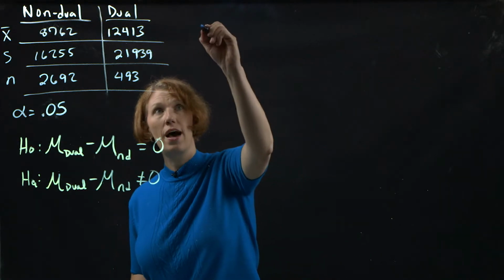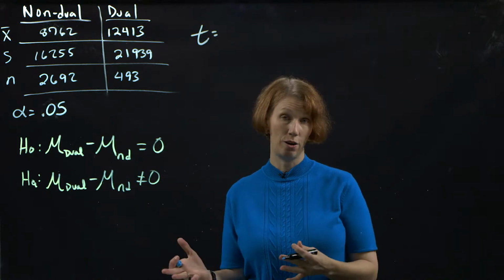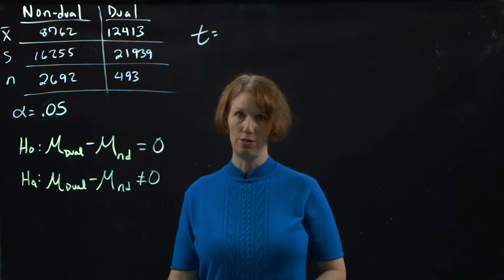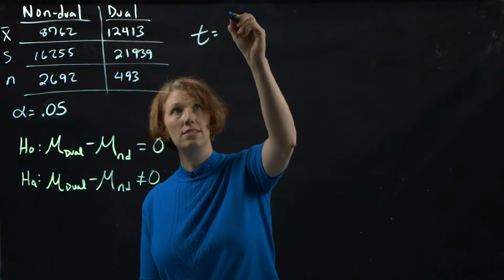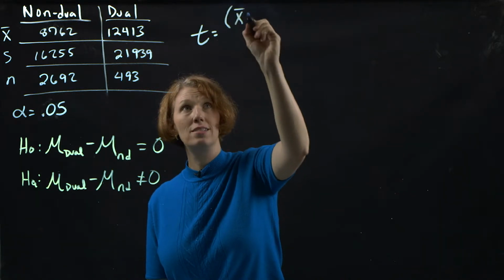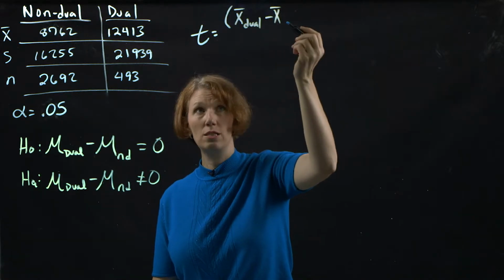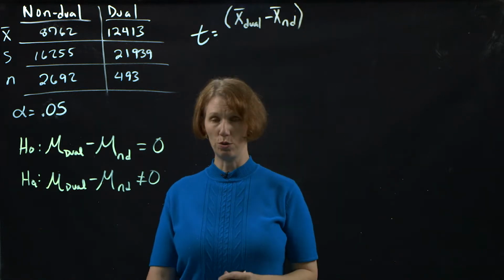Remember that when we have unequal variances, which is the case here that we showed previously, we need to use version 2 of the test, which assumes unequal variances. Our test statistic is going to have 3 parts. It's going to have a point estimate of the difference, which is just equal to x bar for the duals minus x bar for the non-duals.